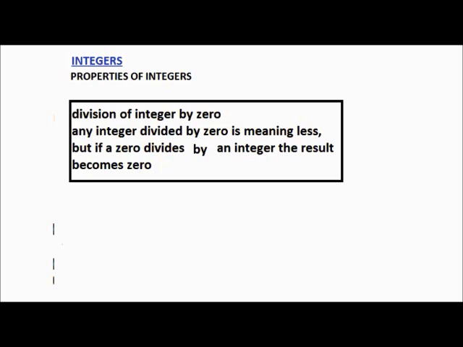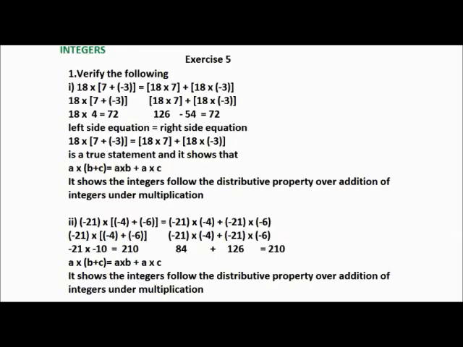Division of integer by 0. Any integer divided by 0 is meaningless. But if a 0 divides by an integer, the result becomes 0. Now some problems in exercise 5.